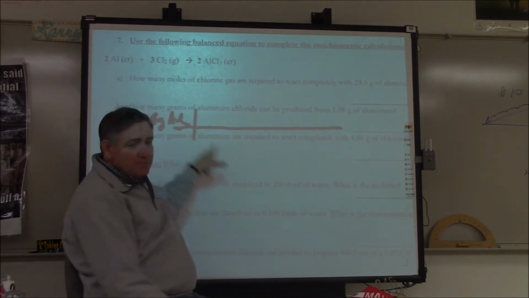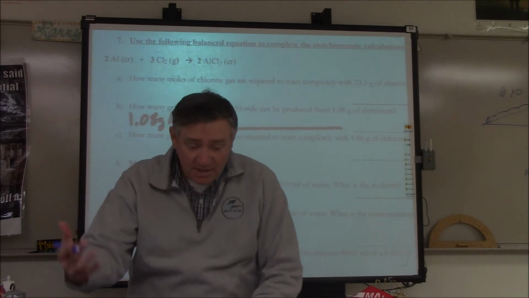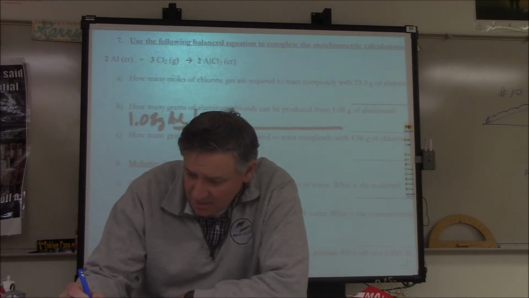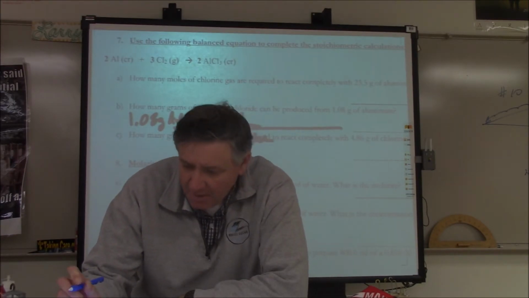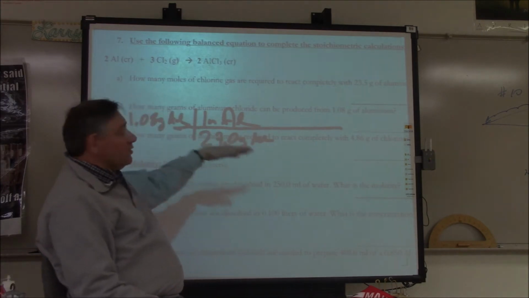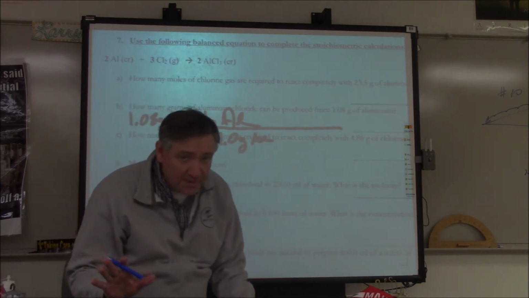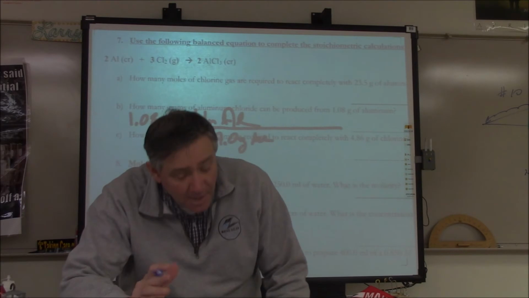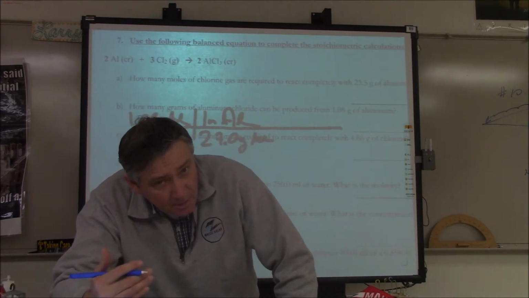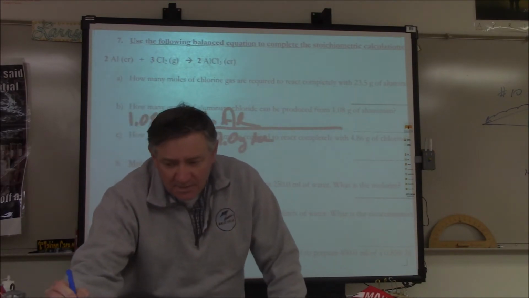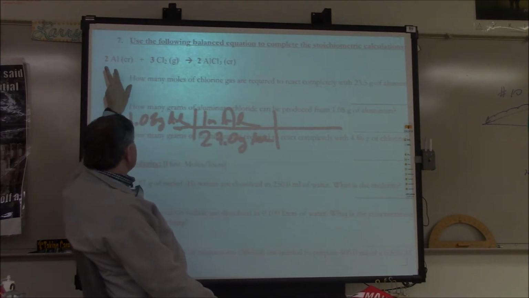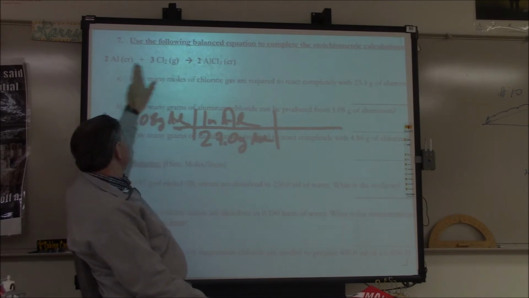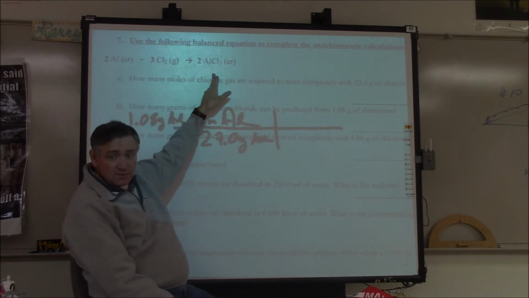So, you got 1.08 grams of aluminum, so you have to convert that into moles of aluminum. You know that 27.0 grams of aluminum is 1 mole of aluminum. Now, at this point, I have moles of aluminum. If I stop right there, that's what I've got. But what I want is aluminum chloride. So don't forget, now I'm going to go up to the stoich, and look at the coefficients between the aluminum and the aluminum chloride.